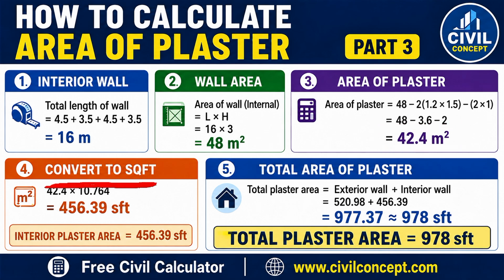Now convert into square feet. 42.4 multiplied by 10.764 gives 456.39 square feet. So, interior plaster area is approximately 456 square feet.